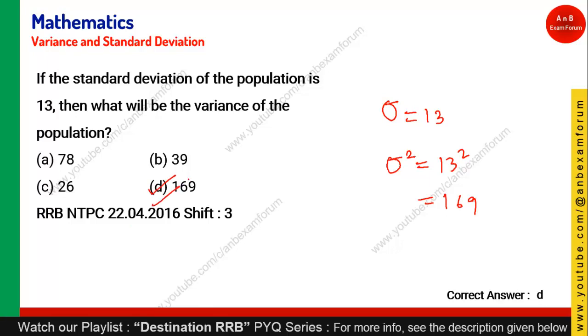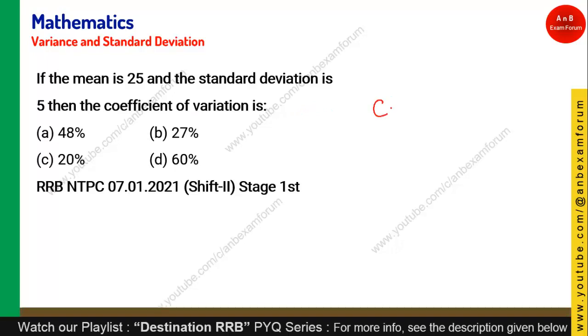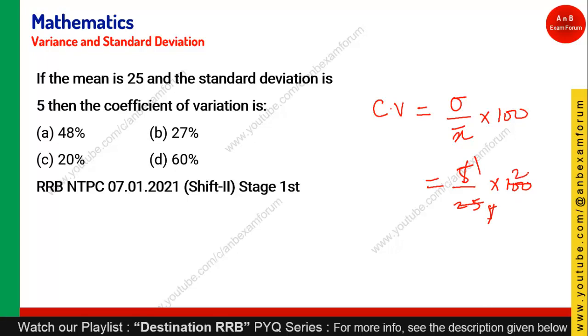Okay, so simple, we have seen these questions. Coming to the next question: if the mean is 25 and the standard deviation is 5, then what is the coefficient of variation? As we know, the formula for coefficient of variation is standard deviation divided by mean into 100. The standard deviation is 5 and the mean is 25. 5 fives are 25, 5 twos are 10, so it will become 20%. So option C, those who have given it, well and good. Option C is the right answer.